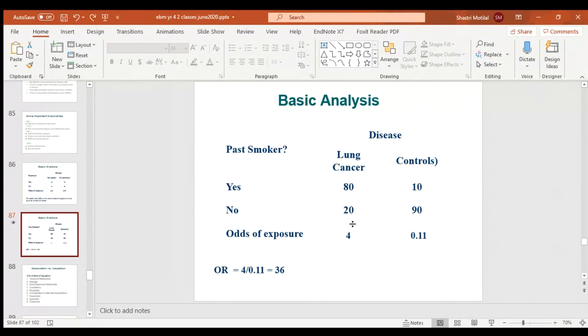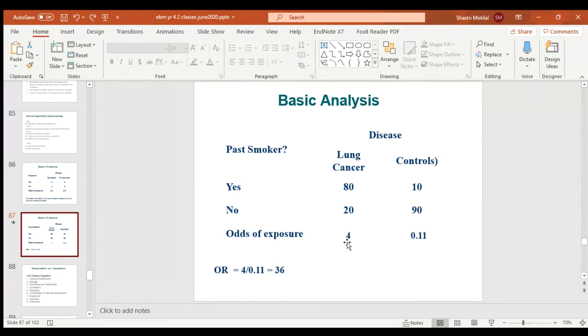Here, 100 people had lung cancer, 80 of them smoked in the past. The odds that a lung cancer patient smoked was 4. How do we get 4? 80 divided by 20. Here we have people without lung cancer, matched controls, 100 of them, 10 out of the 100 had smoked in the past. So here was the odds. The odds is 1 over 9 or 10 over 90 or 0.11.